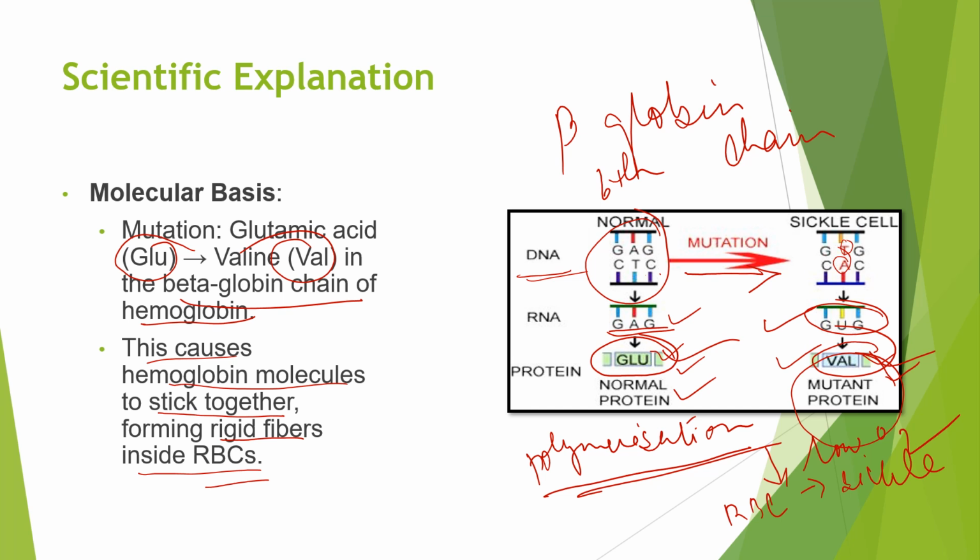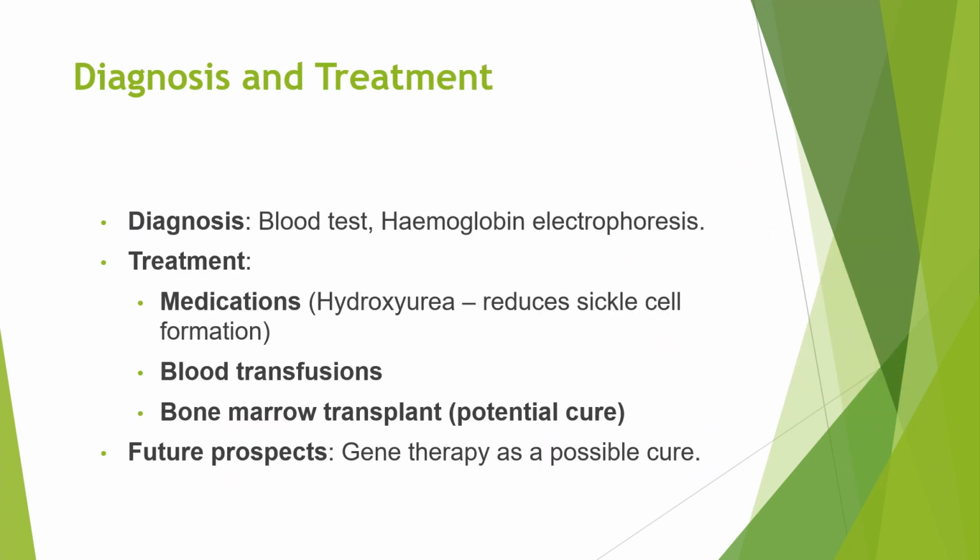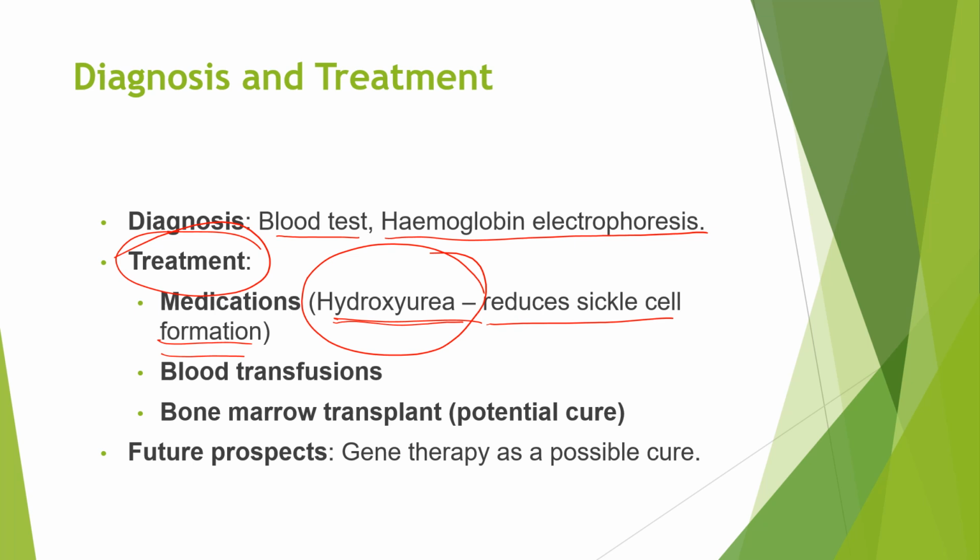Now we can talk about a few things which will help in the treatment of sickle cell patients. So first of all, what is the diagnosis? It can be diagnosed by blood test, by hemoglobin electrophoresis and so on. So what are the treatments of sickle cell anemia? Medications like hydroxyurea reduce sickle cell formation. So this medicine reduces the formation of sickle cells.